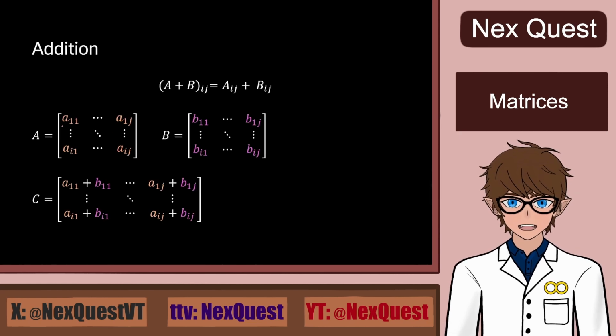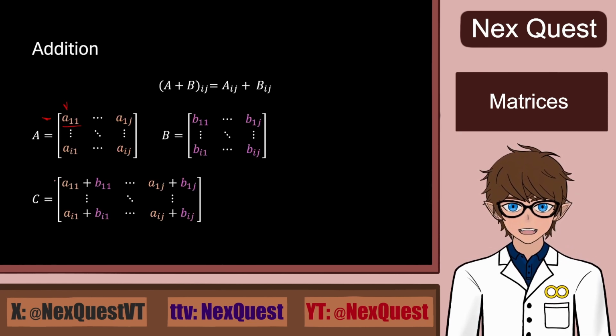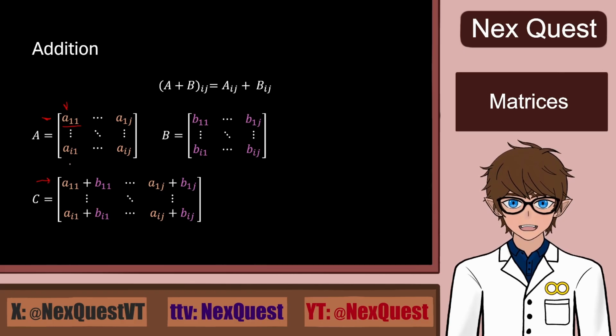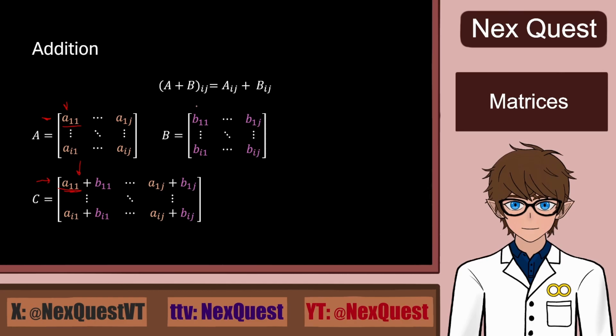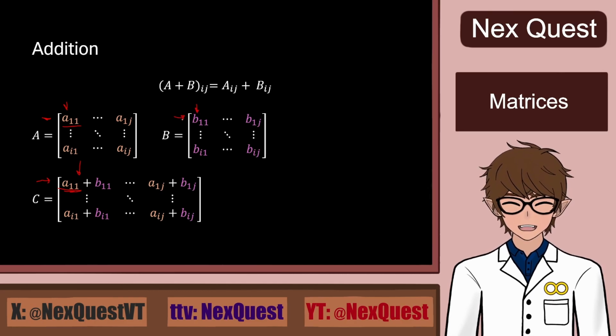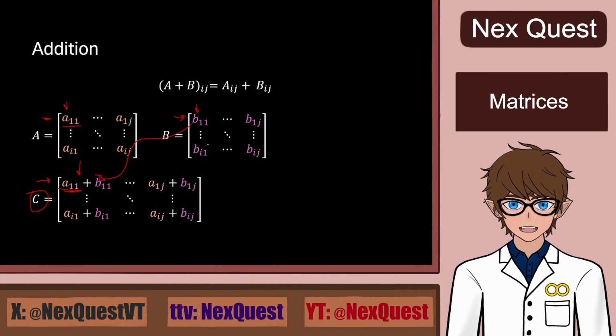So something like this. We have A11 in the first row, first column. So in the resulting matrix, in the first row, first column, A11 will be used as a part of the result. So we're going to look at the first row, first column in the B matrix and add this element to the first row, first column of the resulting matrix, kind of like this.